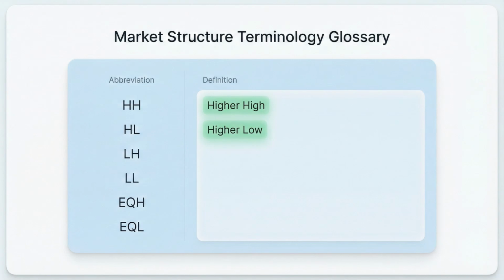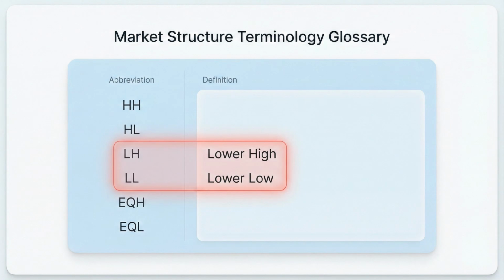Let's focus on the first two for a moment. Higher highs and higher lows are the absolute building blocks of upward momentum. They indicate that buyers are consistently willing to pay more over time, and sellers are demanding higher prices during dips. This creates a staircase effect climbing upwards.